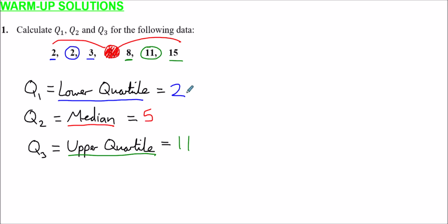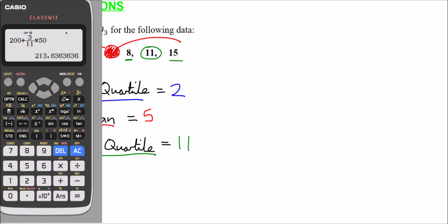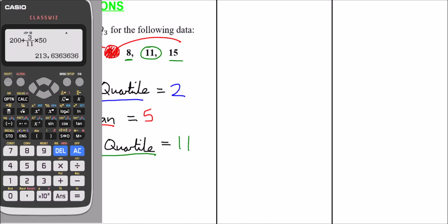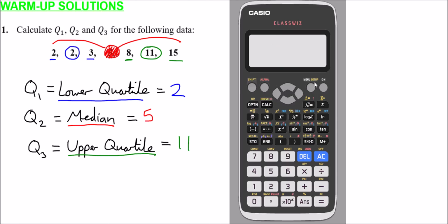Now in the exam we can do this using a calculator very easily indeed. So if you get your ClassWiz up and ready, here it is. What we can do next is press menu and scroll along until we get to statistics mode, number 6, and press equals. Now we want one variable. There's only one variable here in this data set. So press 1 for one variable calculation.